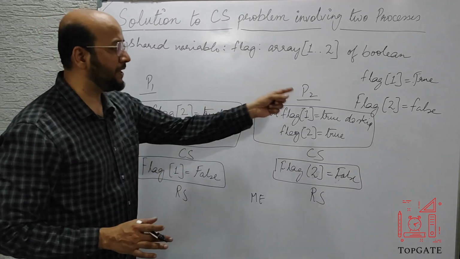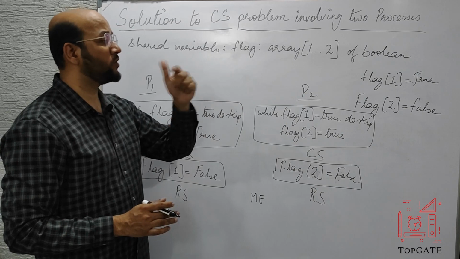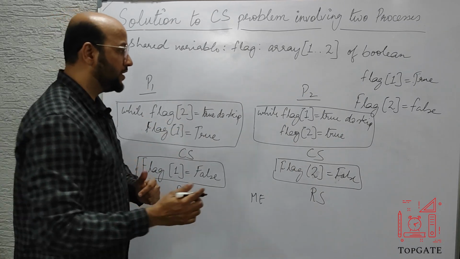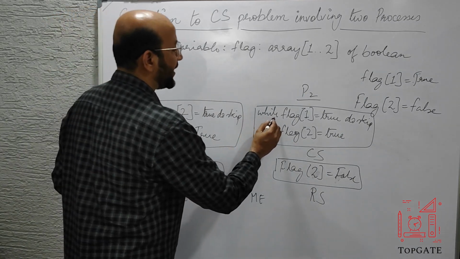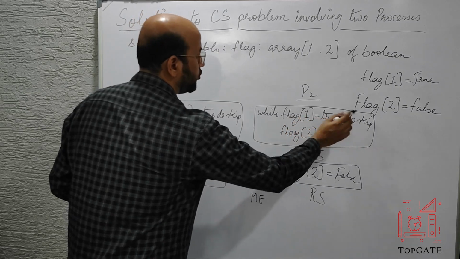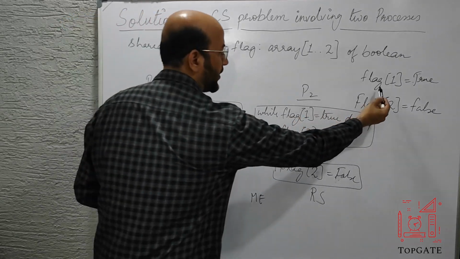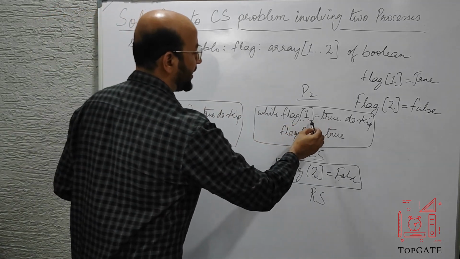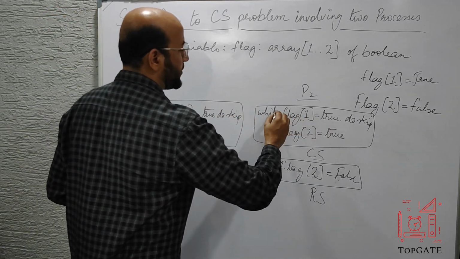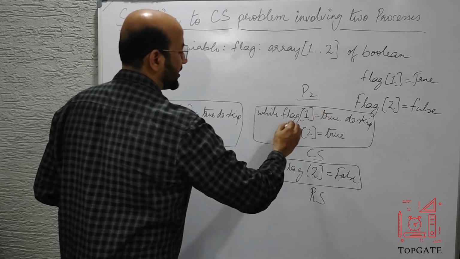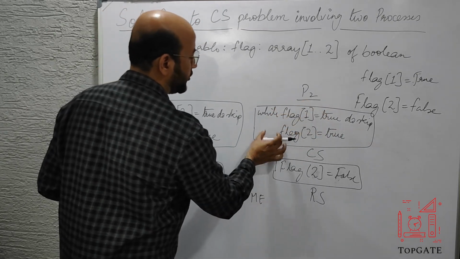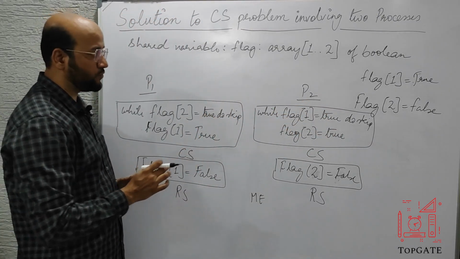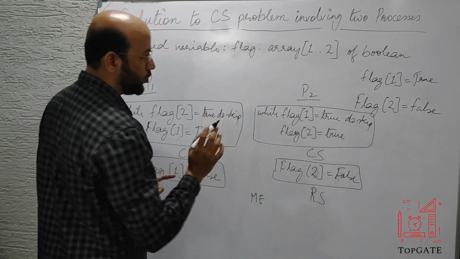At that moment, P2 comes and it also wants to go to the critical section. Okay, so what will it write? It will write while flag 1 is equal to true, do skip. And what is the value of flag 1? Yes, flag 1 is equal to true. Therefore, this while loop will not be broken. It will continue to skip in the while loop. It will not be able to execute this particular instruction. Therefore, it will be stuck in the while loop only.